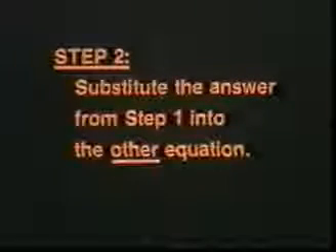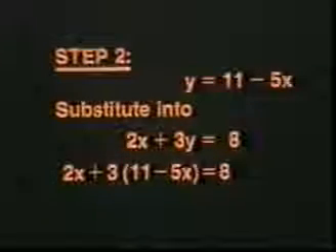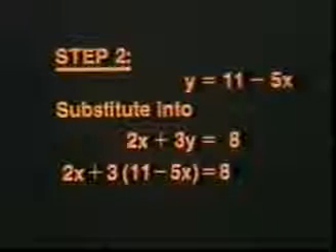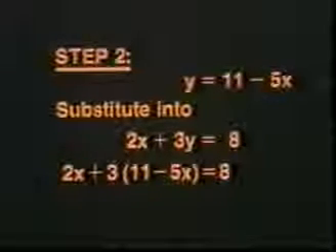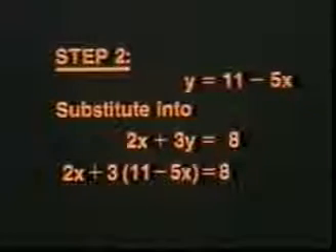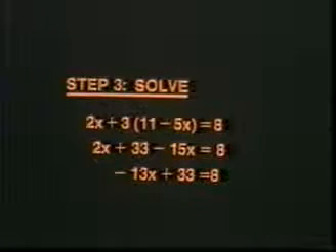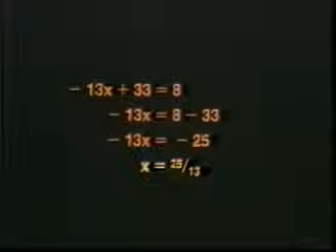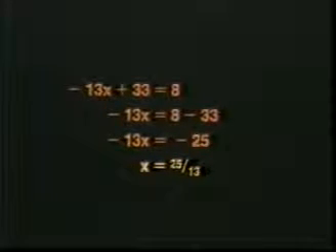In step 2, we take this formula and substitute it into the other equation. That's why the method is called substitution. Since y equals 11 minus 5x, we write this expression into the equation in place of y. And just look at what that gives us. Suddenly, an equation in just one variable. No problem with that. We just keep right on going until we have a real numerical value for x. It's a fraction, and we couldn't have read it from a graph.